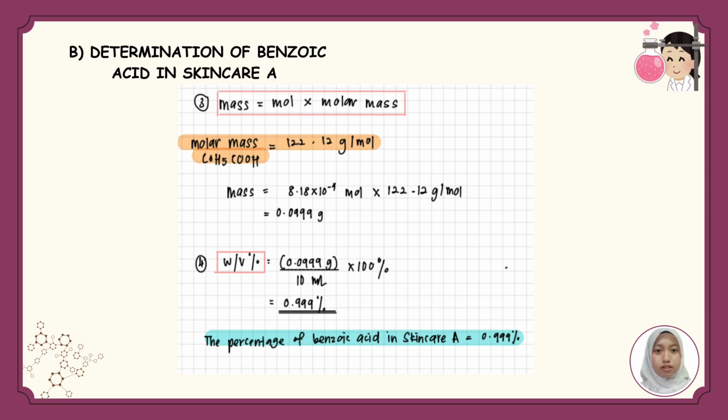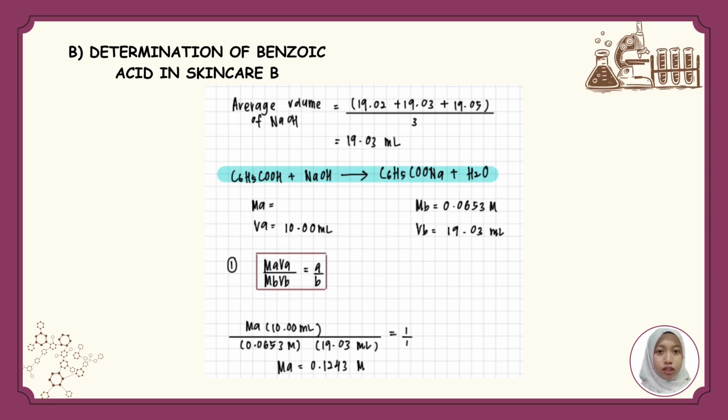The last step, we have to find the percentage of benzoic acid using mole multiplied by molar mass, and the molar mass of benzoic acid is equal to 122.12 gram per mole, and we get the mass of benzoic acid which is 0.0999 gram. Then we find the percentage of benzoic acid using the previous main formula to determine benzoic acid, and we get 0.999%, which is within the standard limit for benzoic acid in skincare.